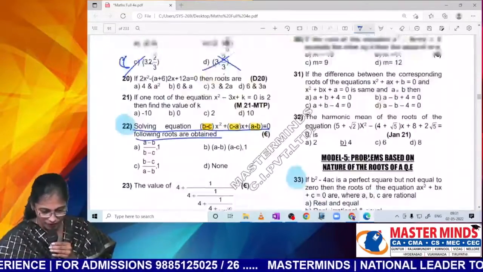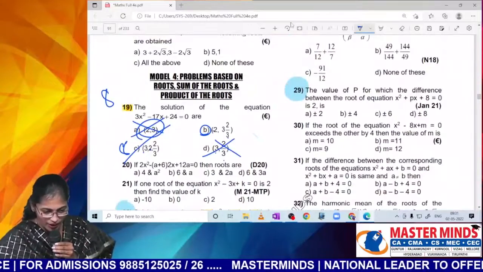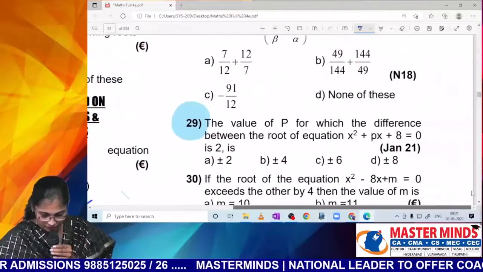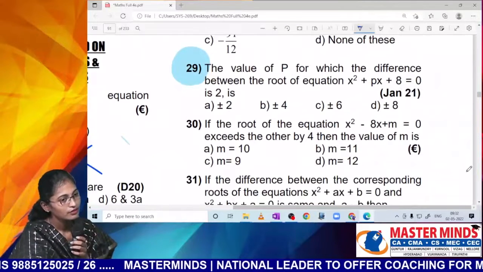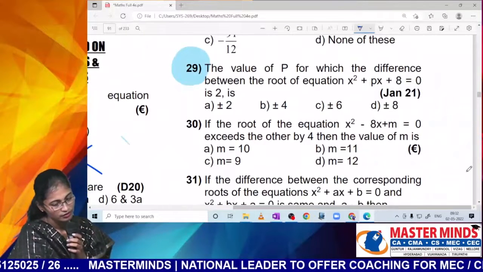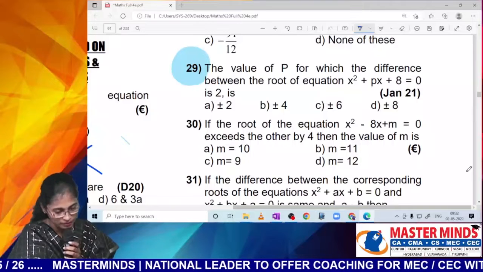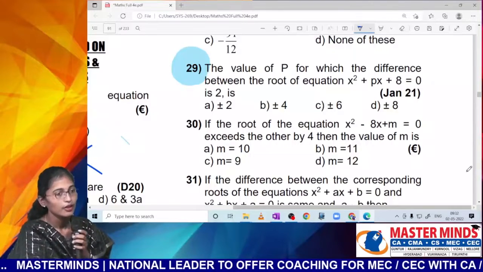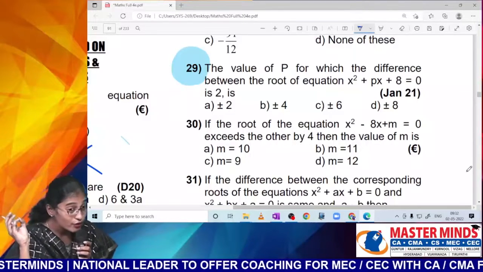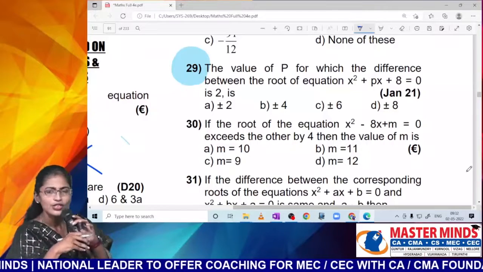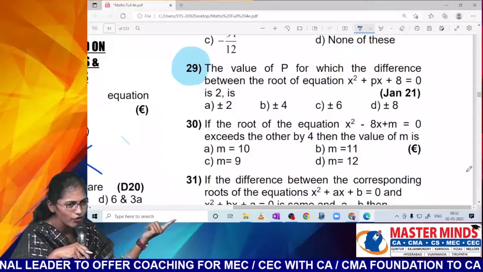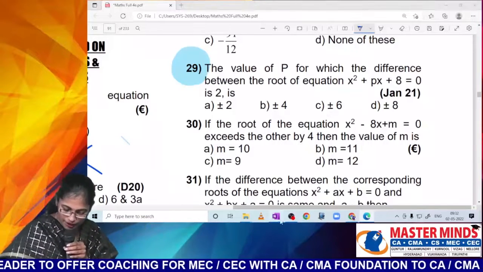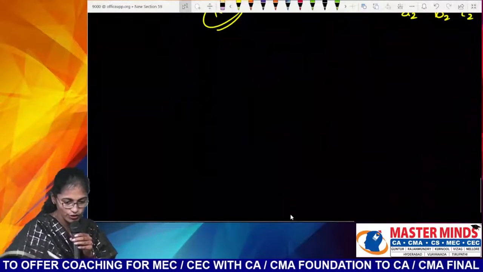Read out question number 29, everybody. The value of P for which... Nana, what is the difference of roots? In your textbook, you will have the formula for the sum of roots and the formula for the product of roots. Now let me write down the formula for the difference of roots, Nana.